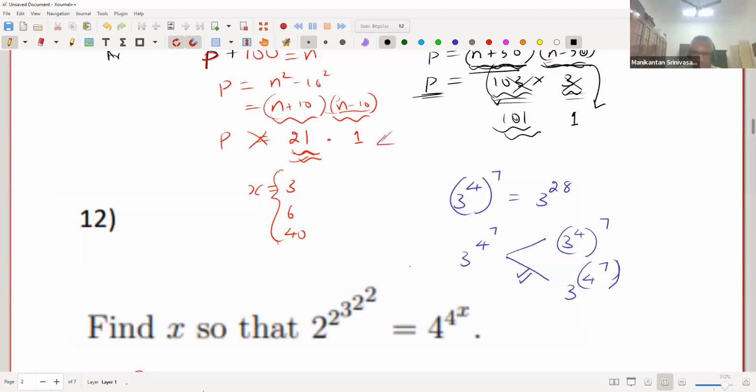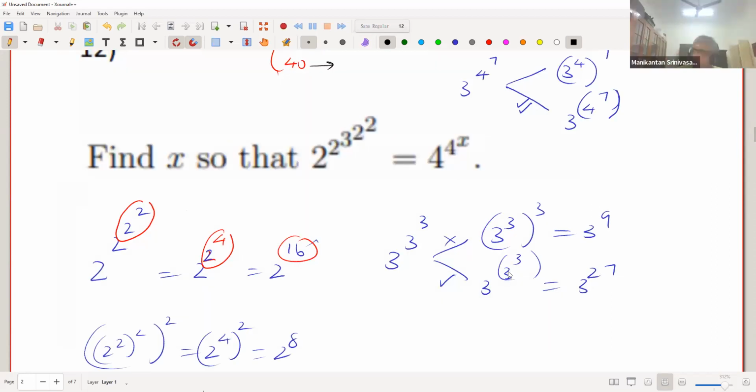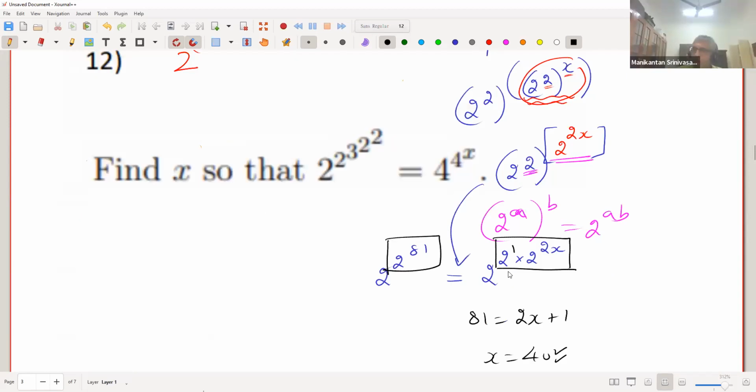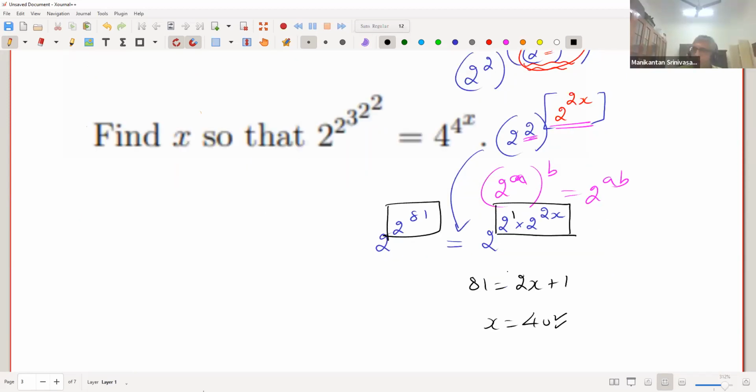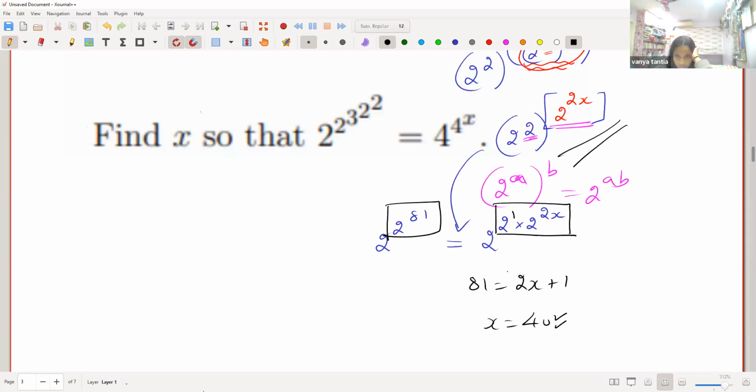Who else got 40? Harsh, was it you? Sir, can you repeat? You did the last part. I'll repeat once. No problem. Sorry, was there any other question? Was someone else saying something? Vanya, till which point did you get? I got till 2 power 2 into 2 into 2 to the power 2x. Okay, 2 to the power 2.